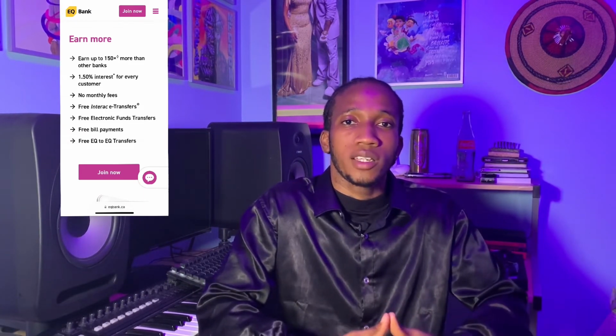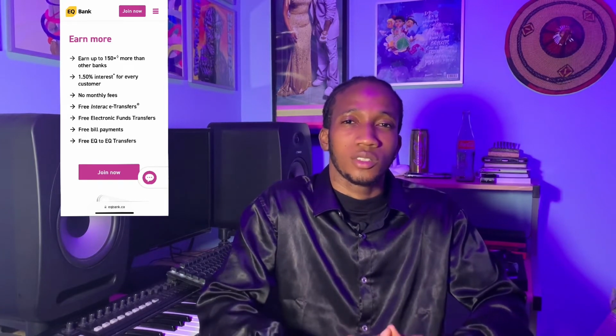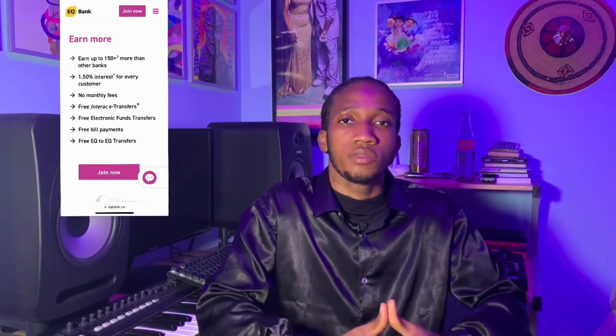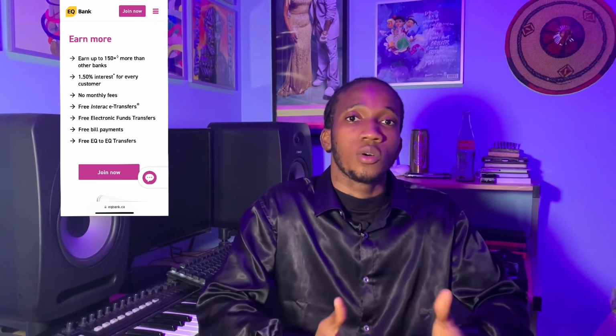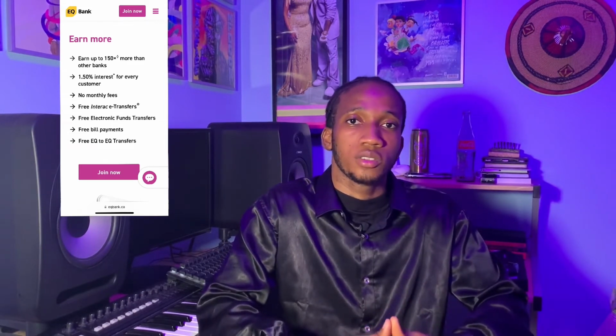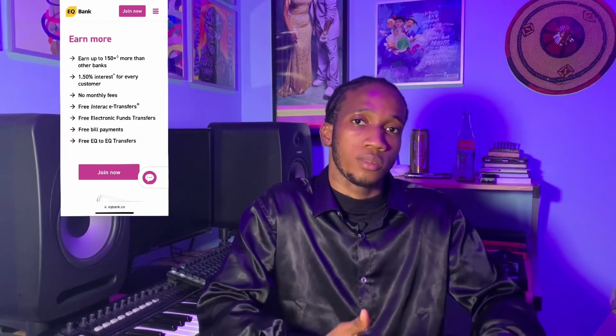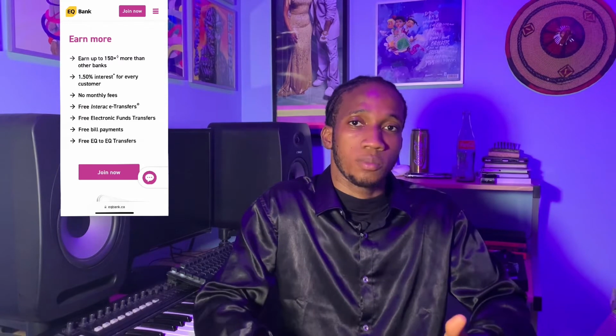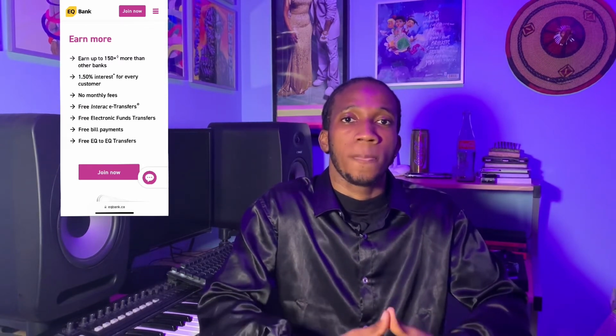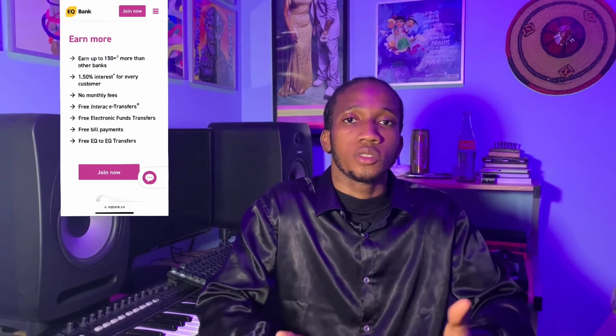Compared to your regular bank where there are service charges and other hidden fees, it's completely free to bank with EQ. There's free Interac transfers. There is also free electronic transfers, which means you can transfer from your regular bank, like a CIBC, onto the EQ platform, and it's completely free. There's also free EQ to EQ transfers.